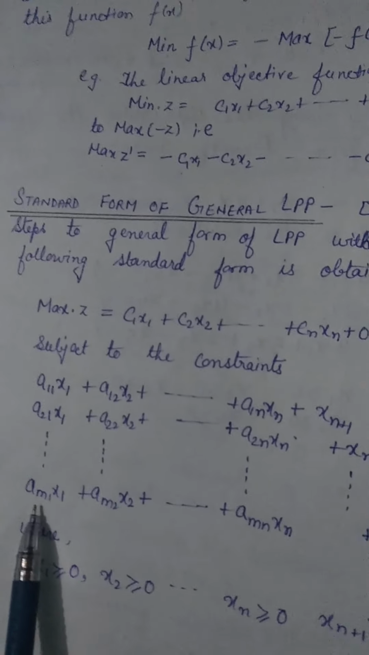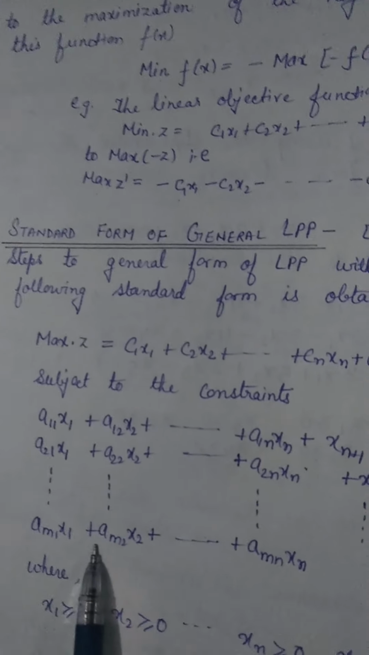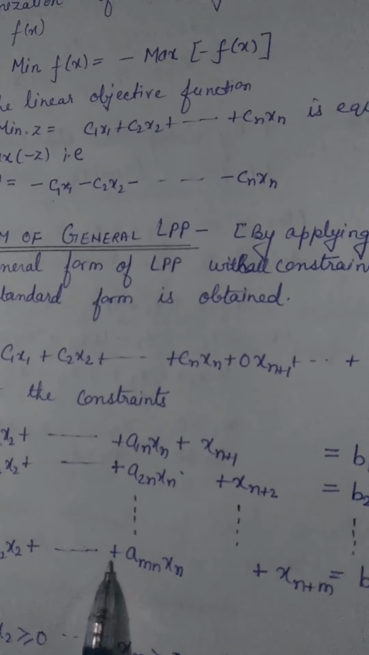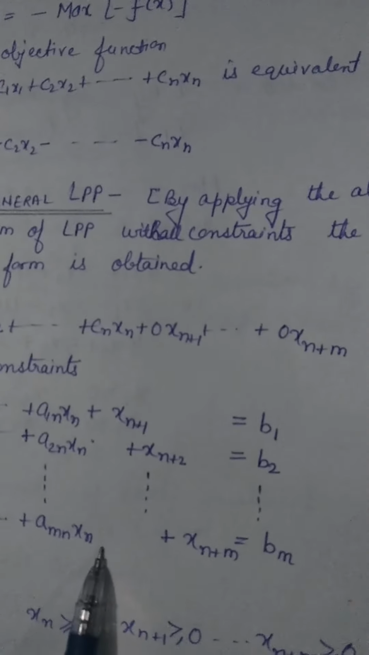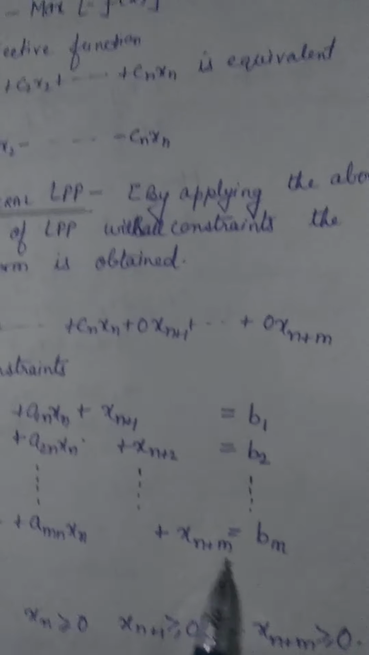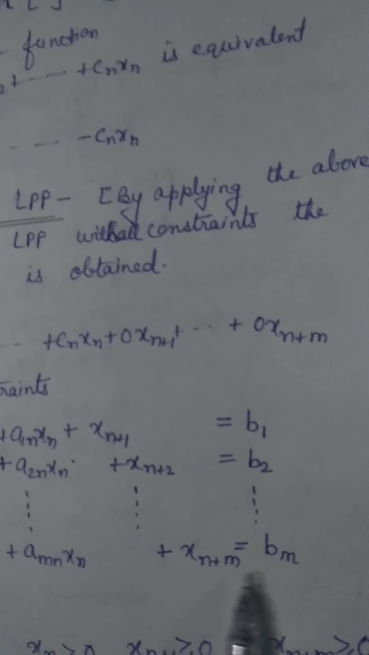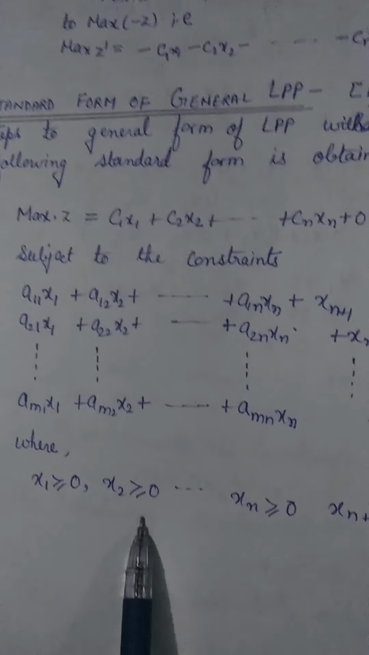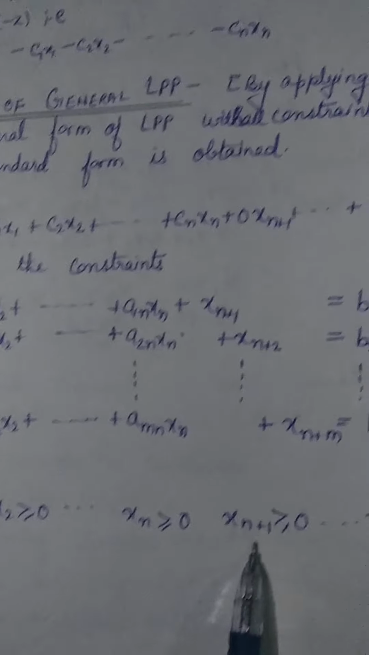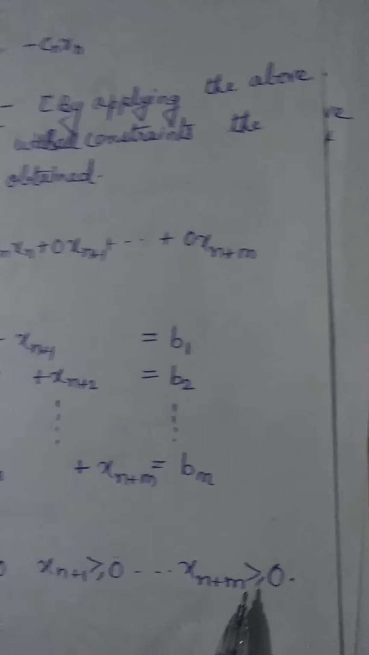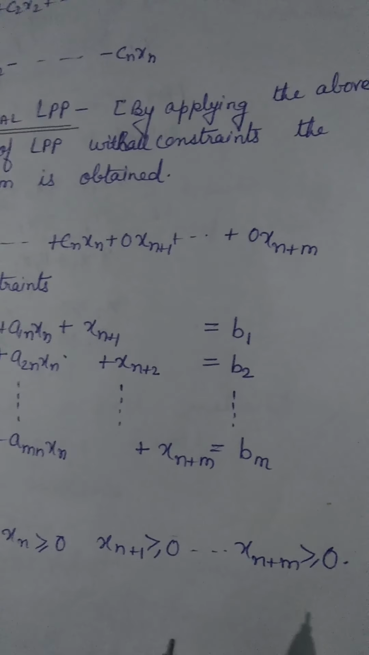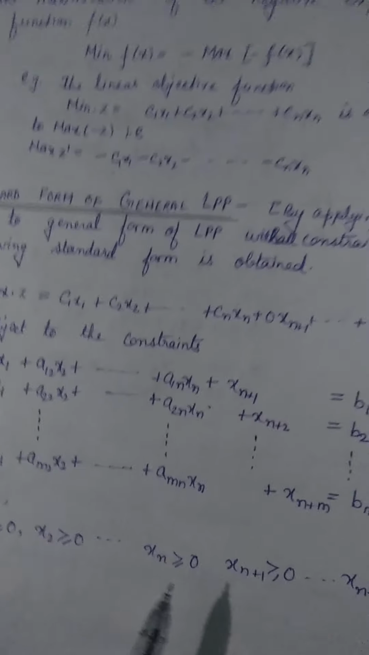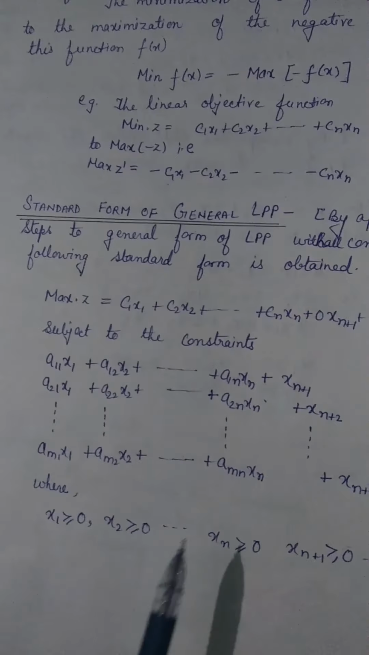Similarly, on moving further, am1x1 plus am2x2 plus dot dot dot plus amnxn plus xn+m is equal to bm, where x1, x2, xn, xn+1, xn+m all are greater than or equal to 0. So this is the standard form of general linear programming problem.